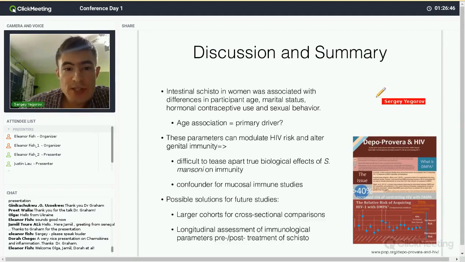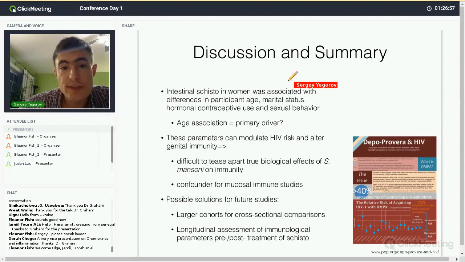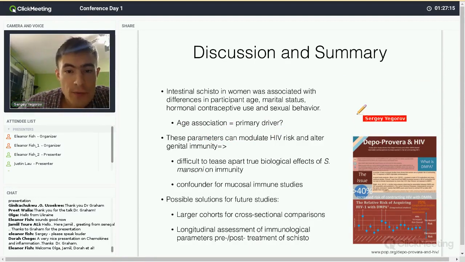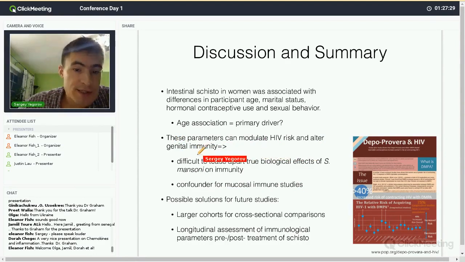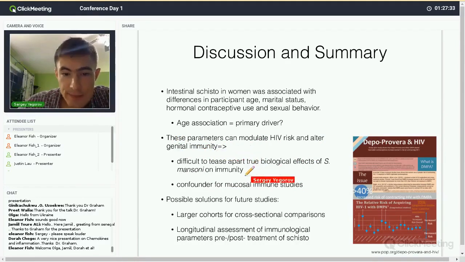So as to finish up and to summarize what I just told you, which probably was very confusing, intestinal schistosomiasis in women from Uganda was associated with differences in participant age, marital status, hormonal contraceptive use, and sexual behavior. We think that the age association, which is very well described in the literature, could be the primary driver of the differences that we see in the study. All these parameters that we looked at, some of which turned out to be significant, can modulate HIV risk and alter genital mucosal immunology of women. And that makes it difficult to tease apart the true biological effects of S. mansoni on immunity, and in particular on mucosal immunity.